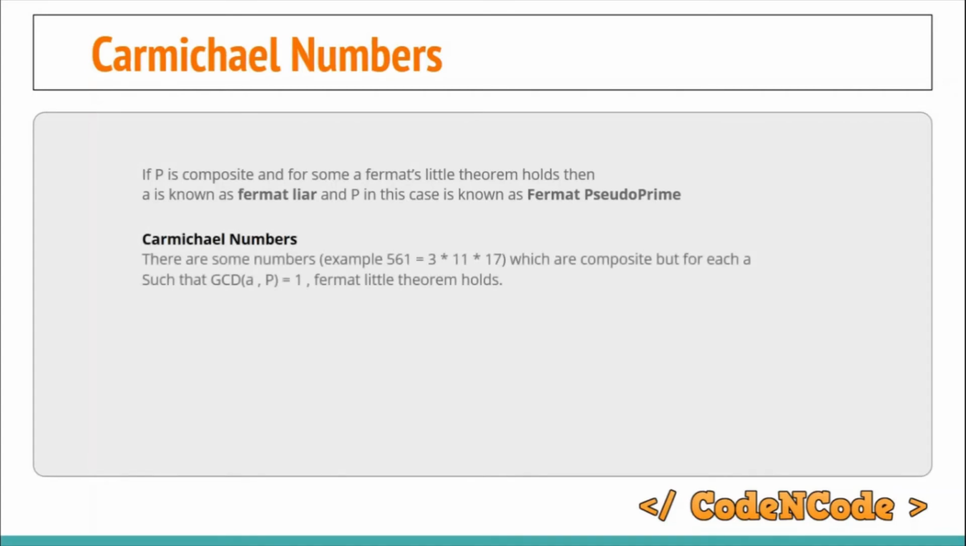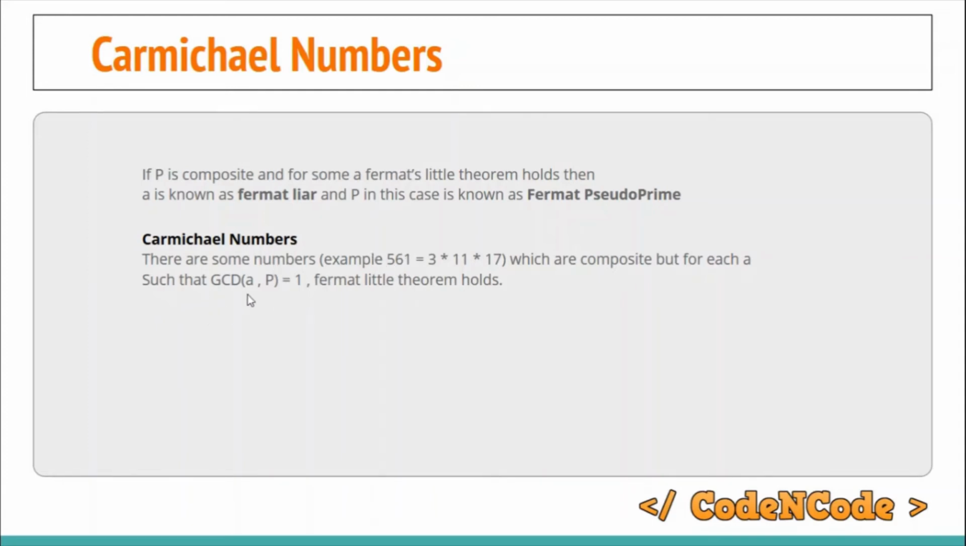Now here is the important thing, the Carmichael numbers. You remember that Fermat's little theorem says that a raised to power p minus 1 is congruent to 1 modulo p, where a and p should be co-prime. Now what happens here is that there are certain composite numbers like 561 which are composite, but still for each a which is co-prime to p, I'm considering it as p.